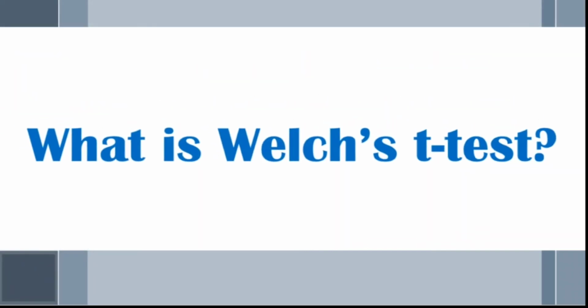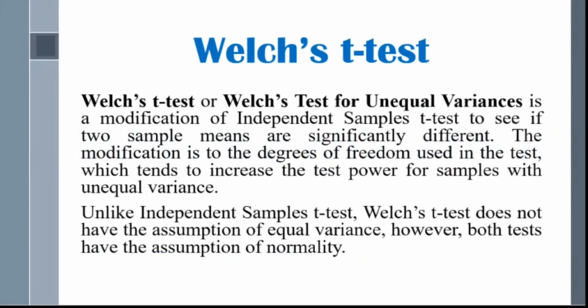What is Welch T-Test? Welch T-Test, or Welch Test for Unequal Variances, is a modification of independent samples t-test to see if two sample means are significantly different. The modification is to the degrees of freedom used in the test, which tends to increase the test power for samples with an unequal variance. Unlike independent samples t-test, Welch t-test does not have the assumption of equal variance. However, both tests have the assumption of normality.